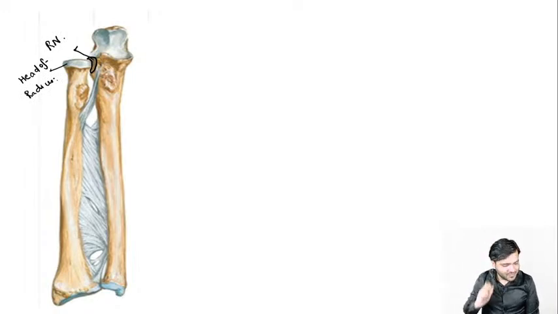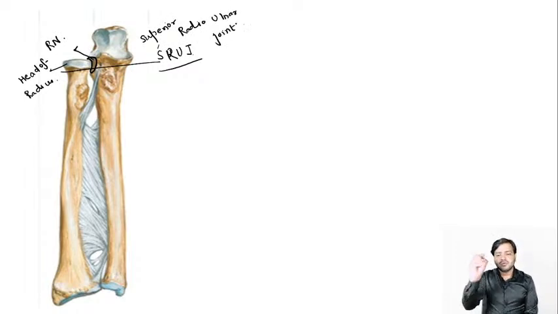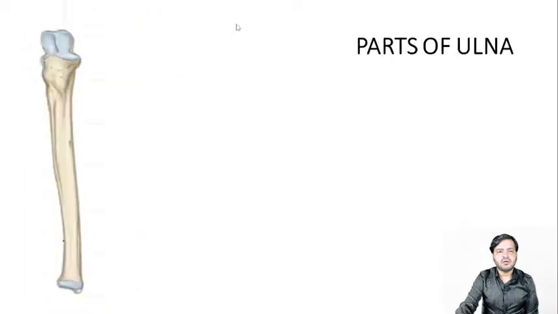Yes, it is the radio-ulnar joint. Very good. Ditya, the answer is still incomplete. It is the superior radio-ulnar joint, since the question was which joint is formed. So yes, it is the superior radio-ulnar joint, SRUJ. Everyone can see over here, it is the superior radio-ulnar joint.